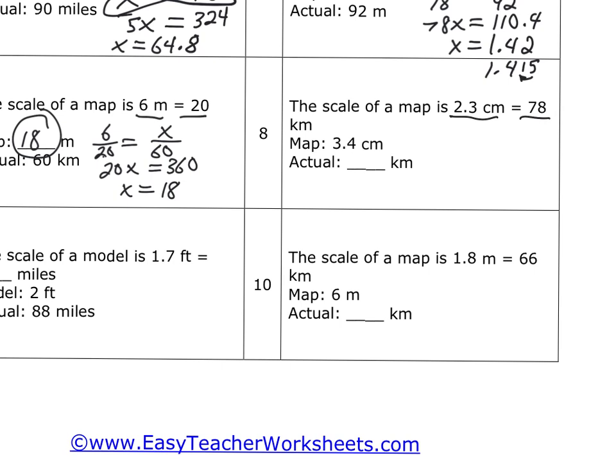Number 8, we're given map and actual. So I have 2.3x is equal to 78 times 3.4, which is 265.2. Divide both sides by 2.3. I get x is equal to 115.30. Again, the next number is 4, so that stays 115.30.